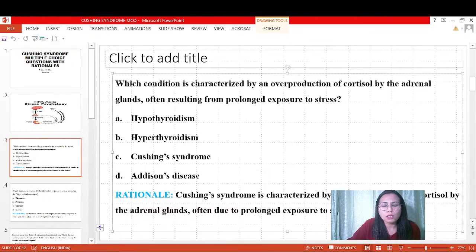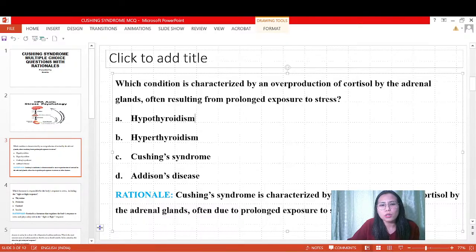So what happens in Cushing syndrome? Cushing syndrome is characterized by the overproduction of cortisol by the adrenal glands, and cortisol increases during stress.